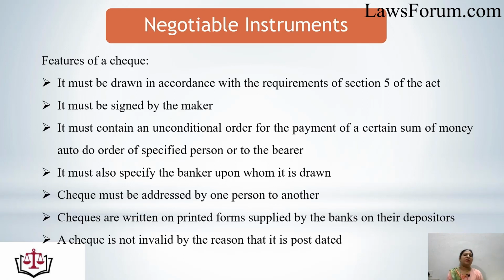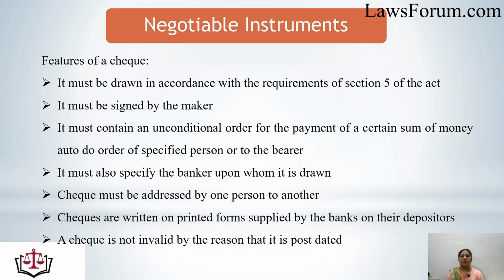It must be signed by the maker. So the signature is always a must in case of any negotiable instrument. Like in other negotiable instruments, the sign of the maker is a must in case of check. It must contain an unconditional order for the payment of a certain sum of money. That means the amount to be paid must be mentioned there.